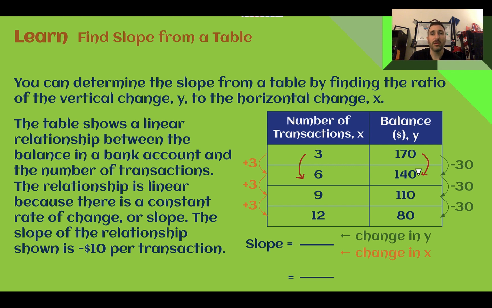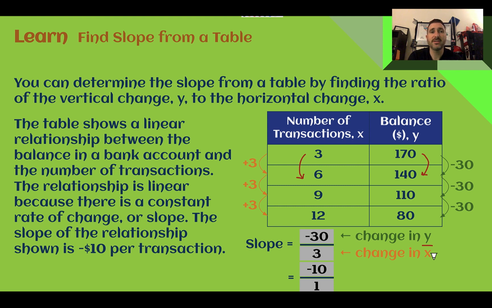So our slope then would be our unit rate. How much is it changing every time? It went down 30 in 3 transactions. So again, we're doing y on top, x on the bottom. Then if we want to reduce that, it went down 10 every 1 time. So the slope in the situation would be negative 10 because we are losing or spending $10 every transaction.